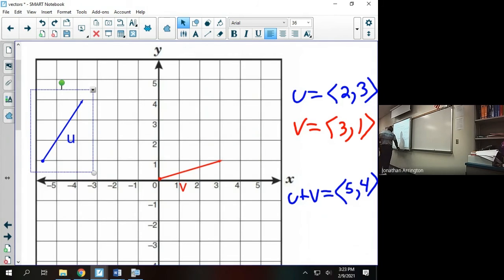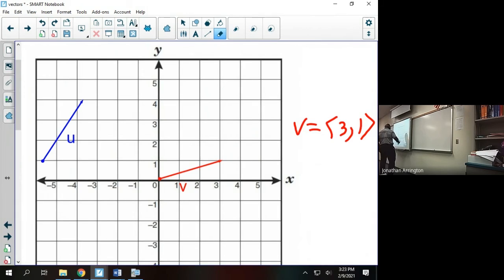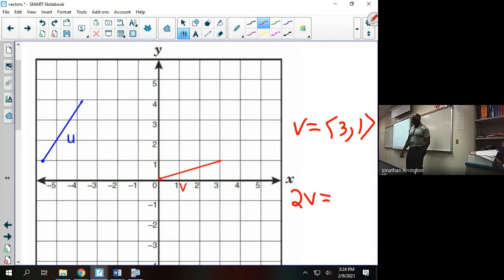All right, so vector v, I'm going to scale this guy. And what that means is I'm going to multiply vector v by a scalar, a regular number you've been knowing all your life. And so I'm going to scale it to where you can see the result. So I'm going to find 2v. What do you think I would do to the components of v in order to get 2v? Multiply by 2, right? So that would be 6, 2.